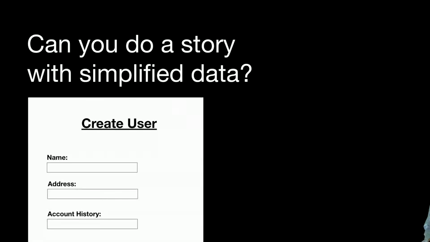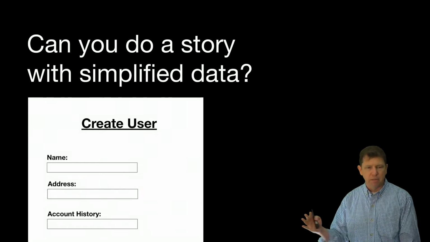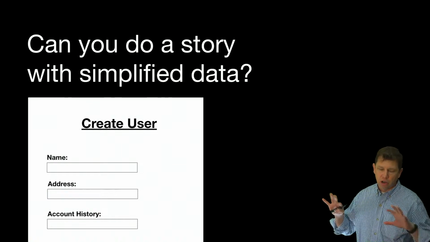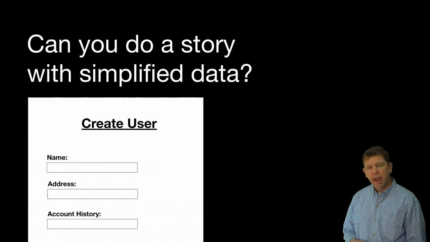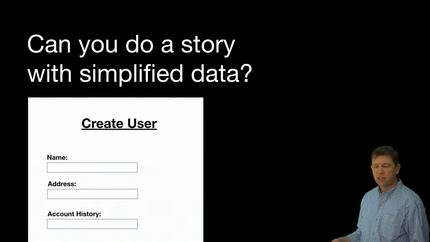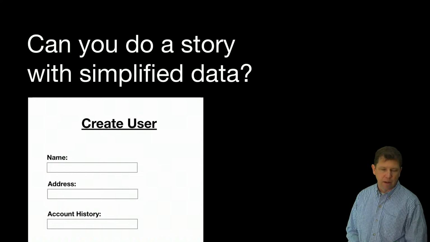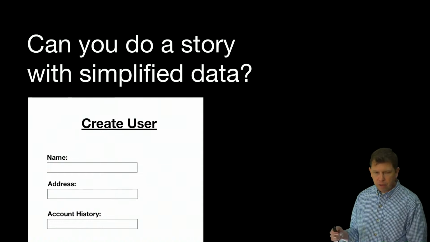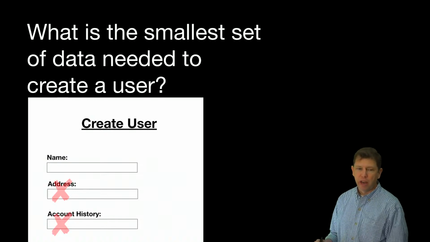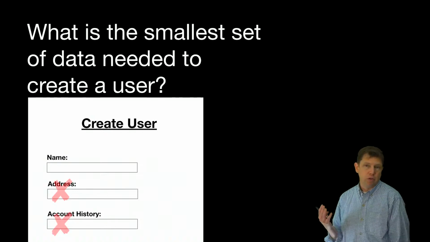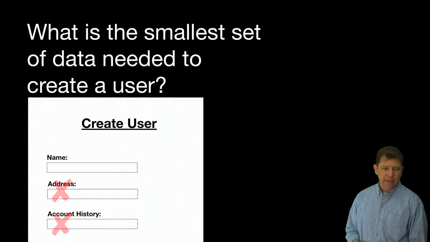Well, can you do a story with simplified data? So let me give you an example of that. In this case, and this is very similar to things I've done with large software projects, where they need to create a user for some reason in the system. And so we've got name, address, account history, and maybe 100 other things that we need to get about the particular user. But if we ask ourselves, what is the smallest set of data needed to create a user? Maybe it really comes down to we could create the user with a name. And that would be sufficient to start doing things with.